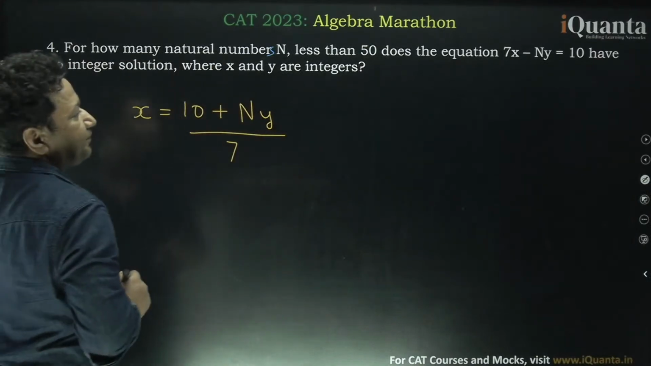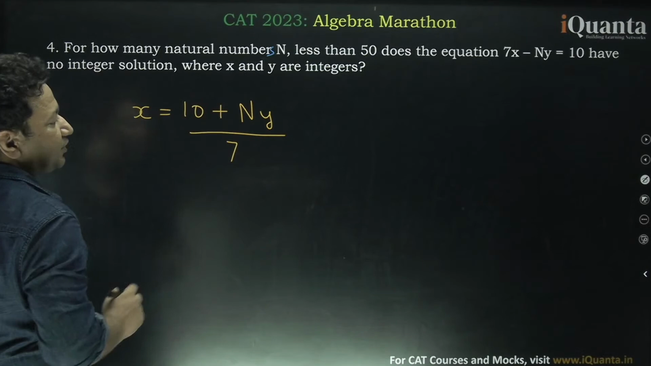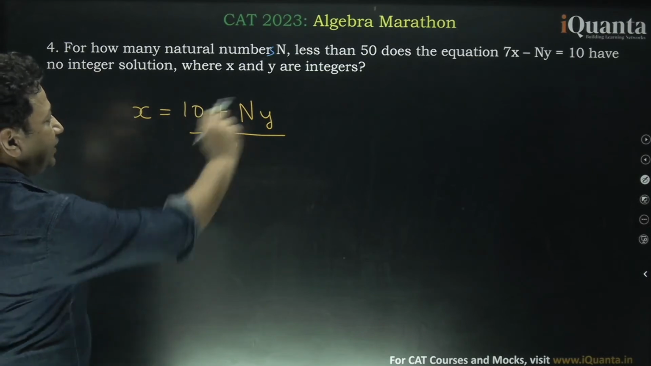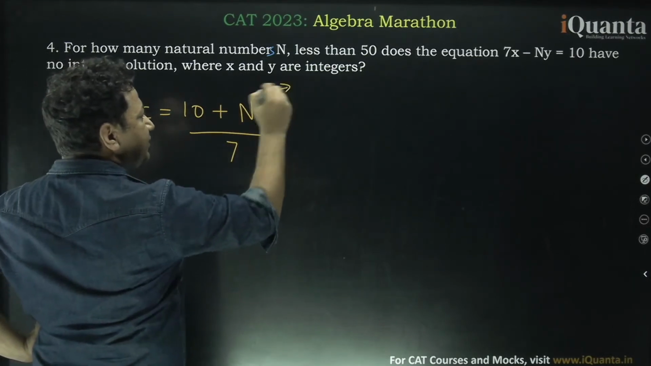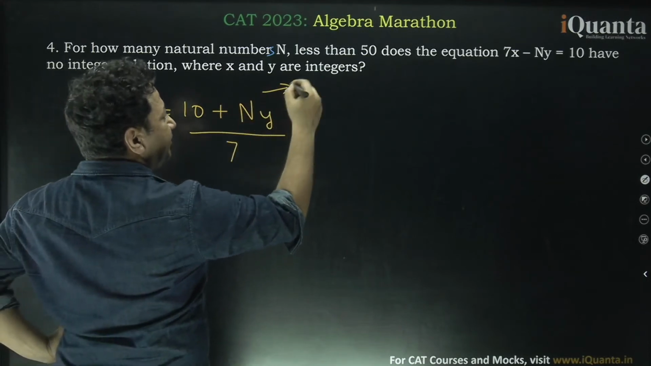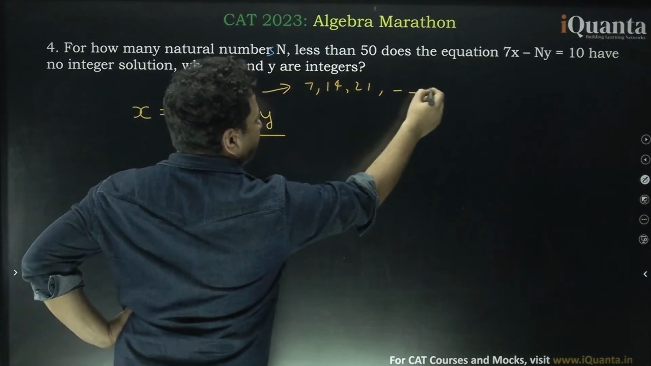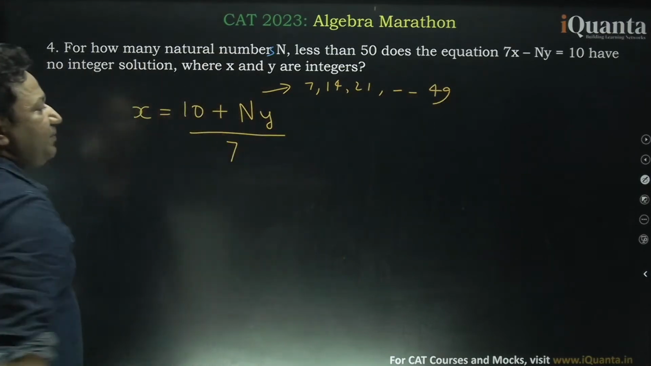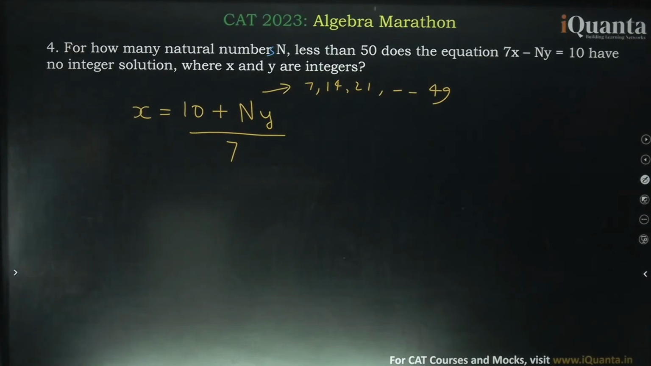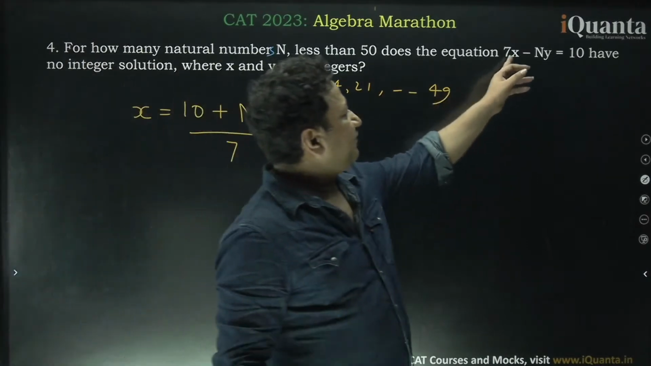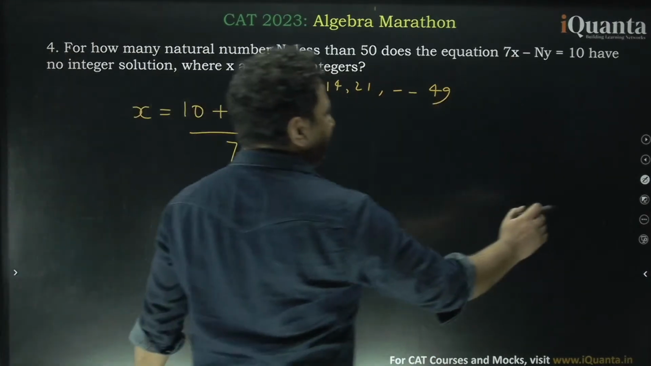See, think about this. If n is a multiple of 7, that is 7, 14, 21, and so on till 49, this will be completely cancelled. Right? This will be completely cancelled. Is that right? So 7 can divide this 7 which is already divided over here.